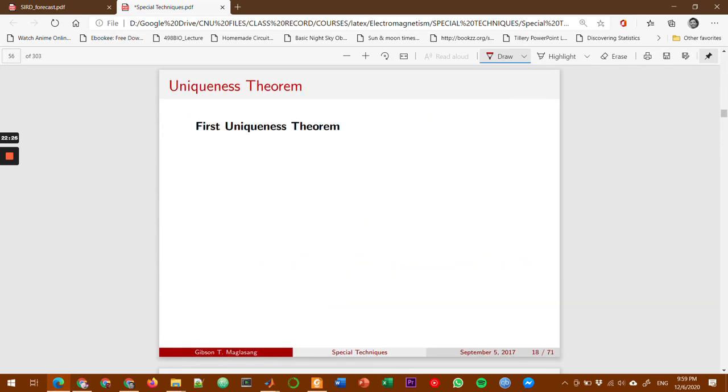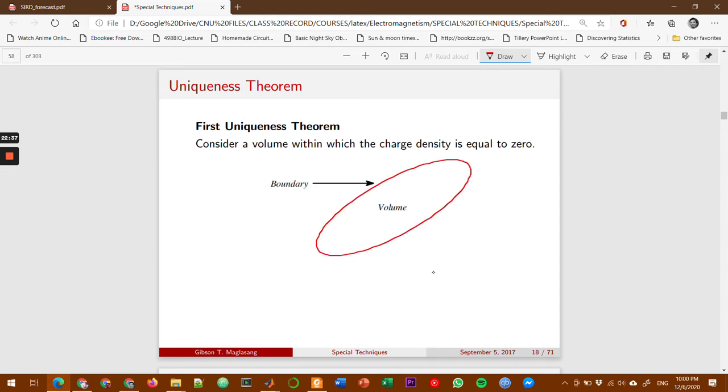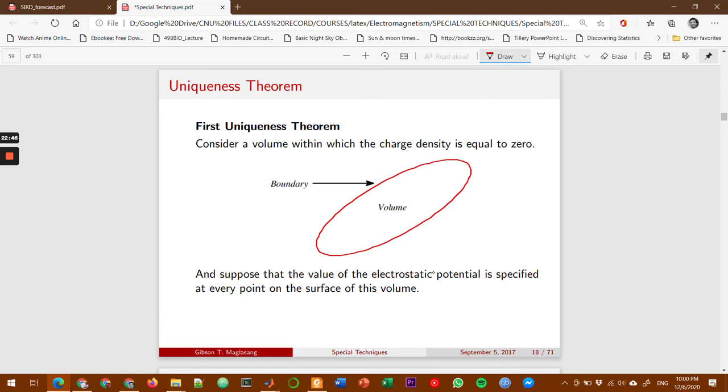Now let's look at the first uniqueness theorem. If you consider a volume within which the charge density is equal to 0, so na ako'y boundary, tapos na ako'y volume of any form na siya, basta kaya na siya volume, and suppose that the value of the electrostatic potential is specified at every point on the surface of this volume. So it states nga that in this case, the solution of Laplace equation is uniquely defined.